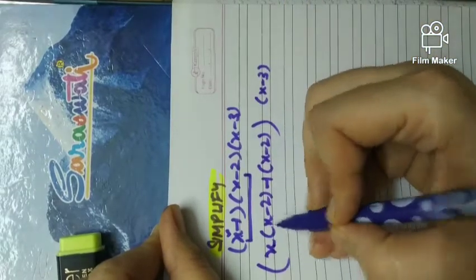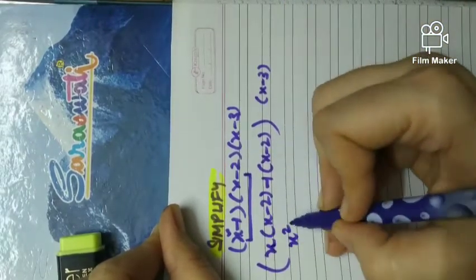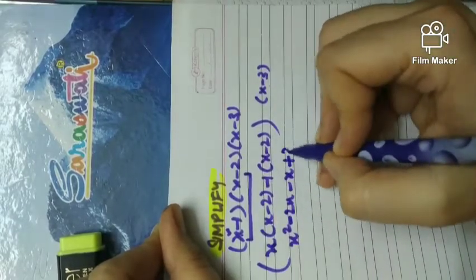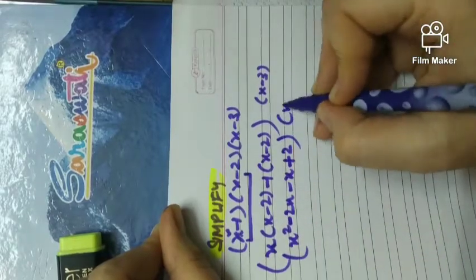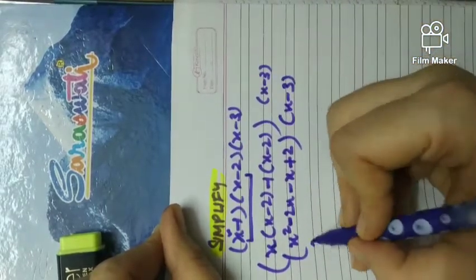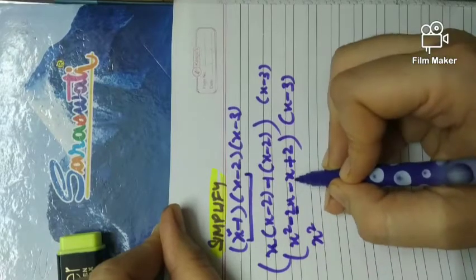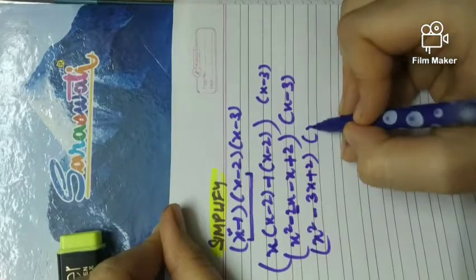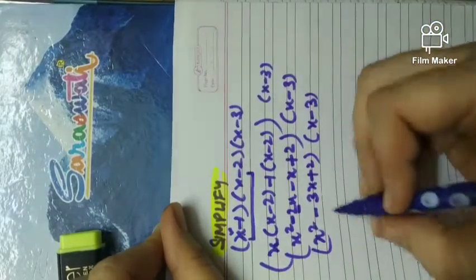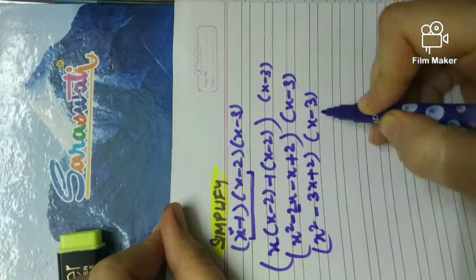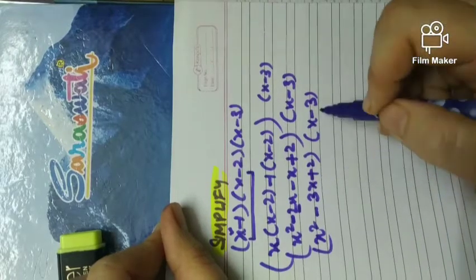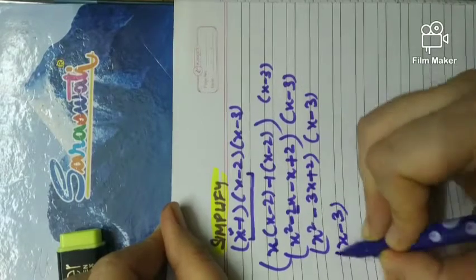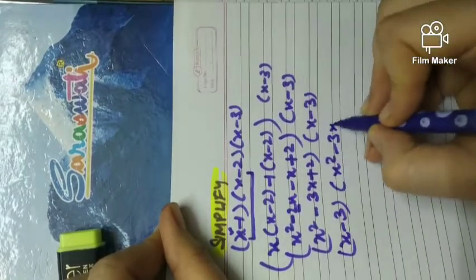Now x into x, x square, x into minus 2, so minus 2x, minus 1 into x, minus, and minus 1 into minus 2, plus 2. Okay beta, outside it will be as it is. Now beta, x square, see these are like terms, minus 2x minus x becomes minus 3x plus 2. Okay, next is x minus 3. Now I need to multiply this full expression with this. Whenever you have a trinomial and a binomial, first bring that binomial first. So I am bringing it first: x minus 3 into x square minus 3x plus 2.